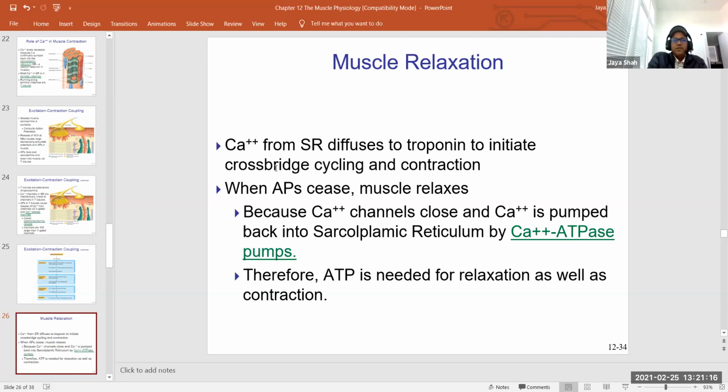So calcium ions from the sarcoplasmic reticulum diffuse to troponin to initiate the cross-bridge cycle and contraction. When the action potential ceases, muscle relaxes because calcium channels close and calcium is pumped back into the sarcoplasmic reticulum by calcium ATPase pumps. Therefore, ATP is needed for muscle relaxation as well as contraction. That's why muscle contraction has a double benefit.